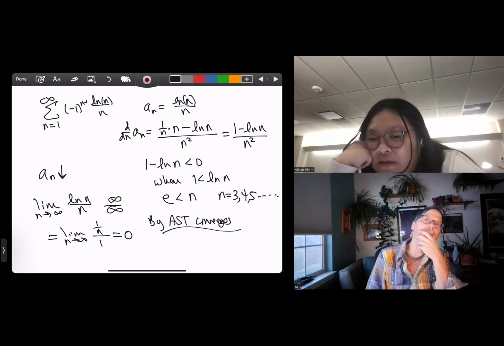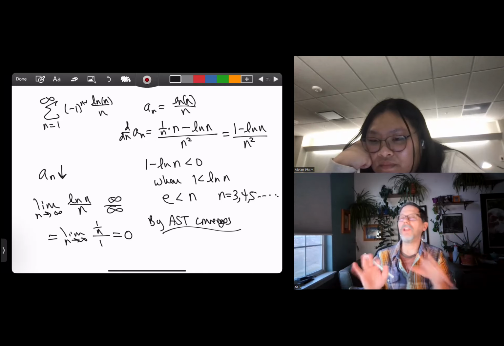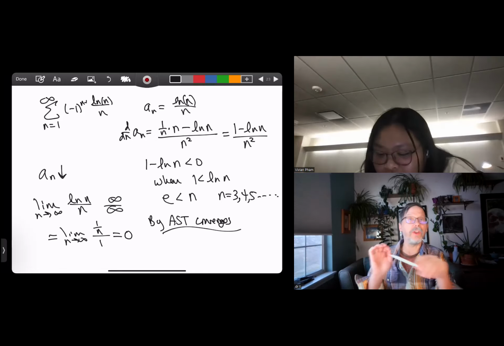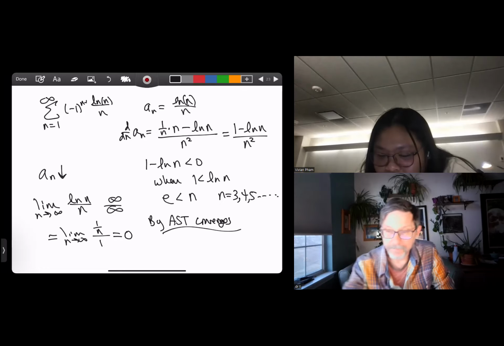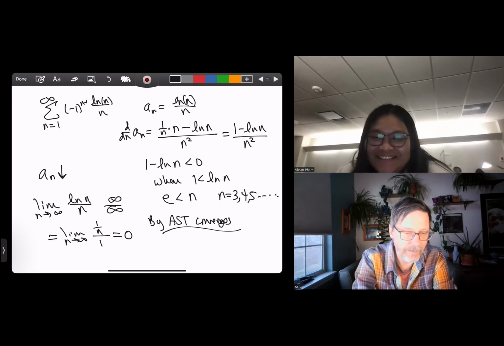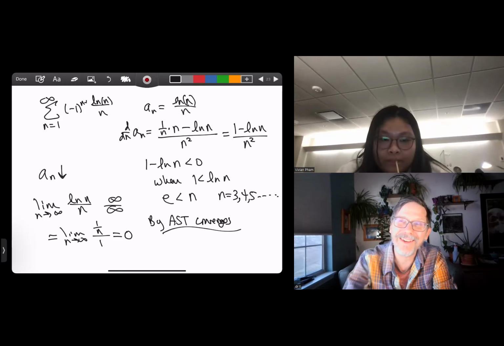Do I have to say that it converges only when n is larger than e? No, because that test really says that as long as this eventually happens and stays that way, that's all that matters. You don't need to get into the specifics. But it's good that you're thinking like that, for sure. Yeah, I think that's all I have.